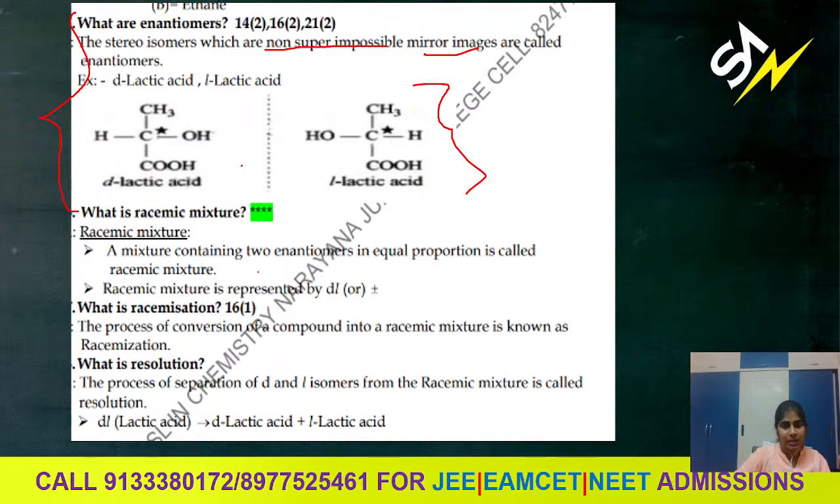And next, what is a racemic mixture? You can see this racemic mixture in SN1 reactions. What is racemization? The process of formation of this racemic mixture is racemization. And resolution is the separation of D and L isomers from the racemic mixture. Opposite to racemization, that is resolution. See, these are a few definitions you need to remember.